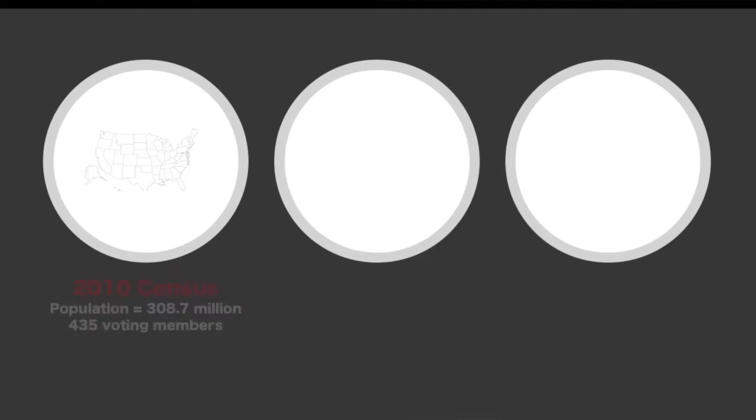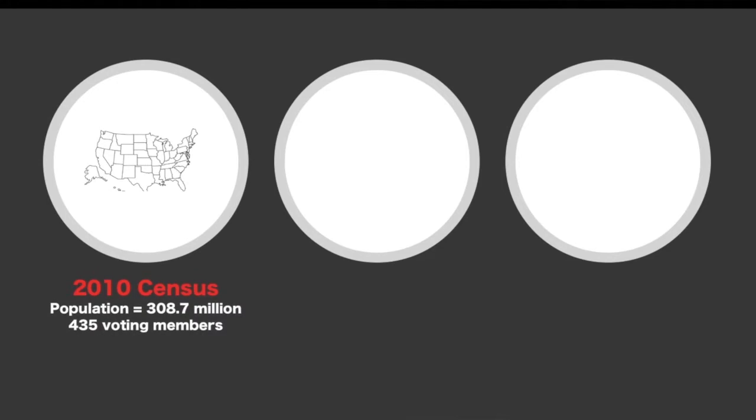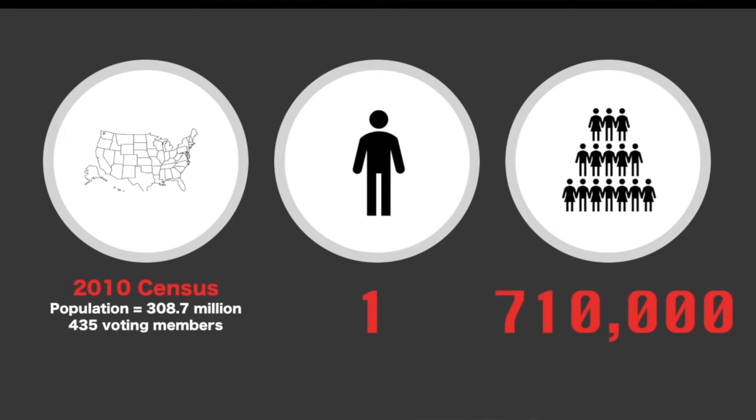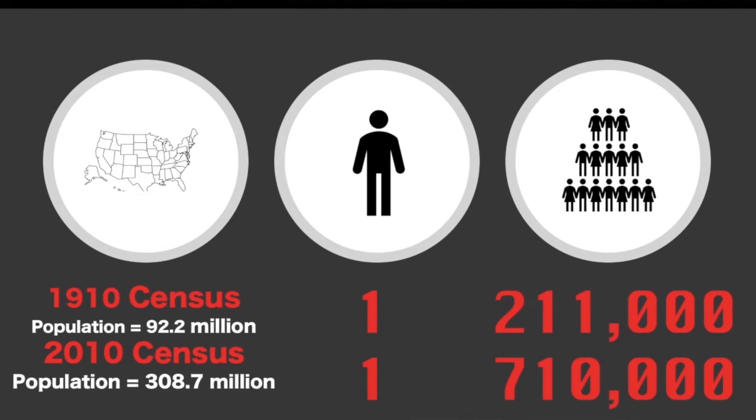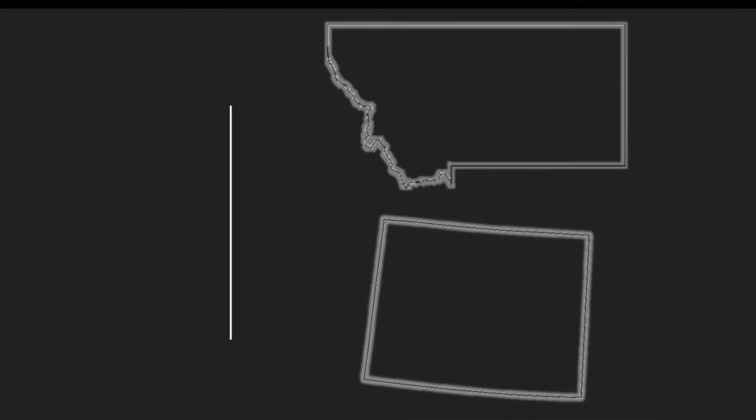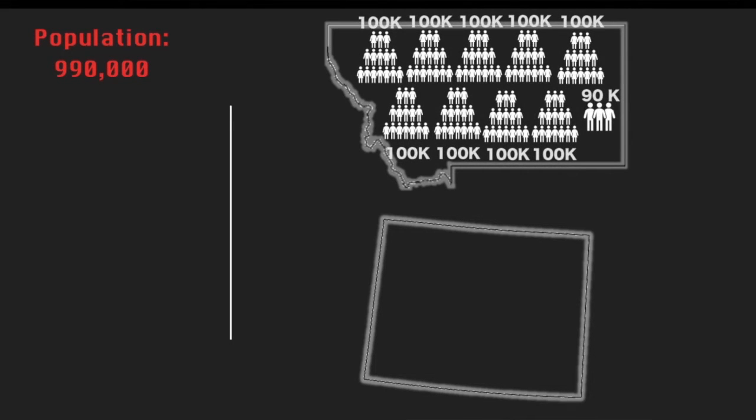Now, moving forward 100 years from 1910, after the year 2010, the census fixed the national population at approximately 308.7 million people. Yet we still have the same 435 voting members in the U.S. House that we had 100 years earlier in 1910. But now each representative in the U.S. House represented, on average, 710,000 people.